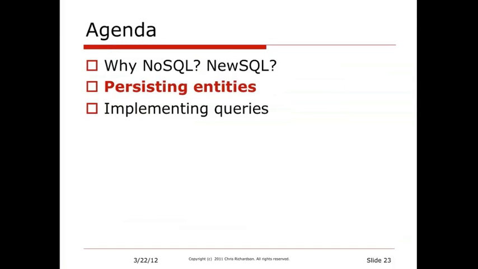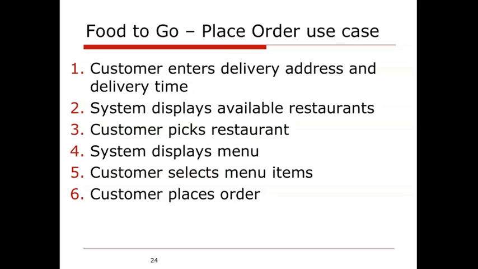Okay, so that's the motivation behind NoSQL and NewSQL. So let's look at how you go about using them. The example in my book is an application where the key use case is place order. The customer goes to the website, enters the delivery address and time. The system displays the available restaurants for that delivery address and time. Later on, I'll talk about what that means. The customer picks a restaurant. The system displays the menu. The customer selects menu items and then places the order. So that's the flow. It's pretty straightforward.